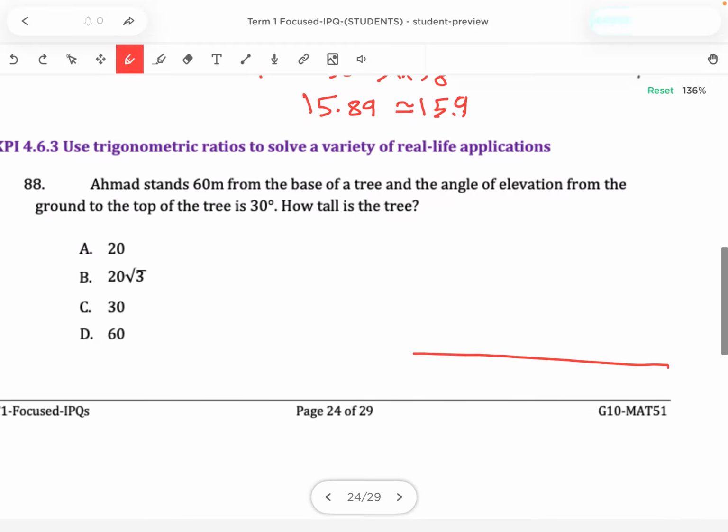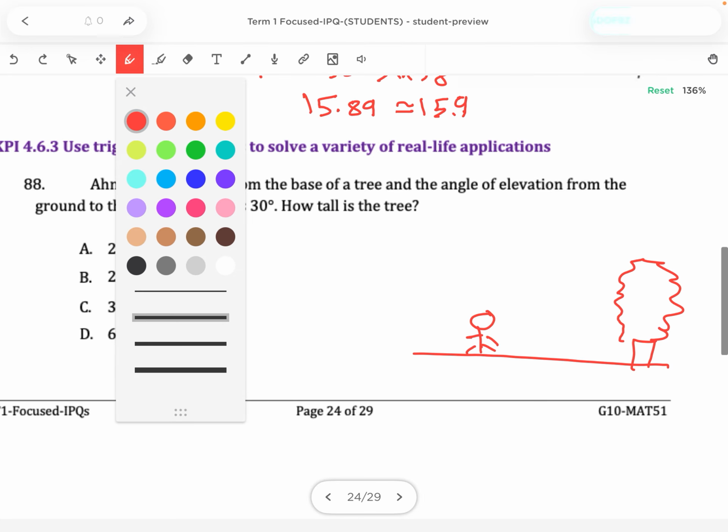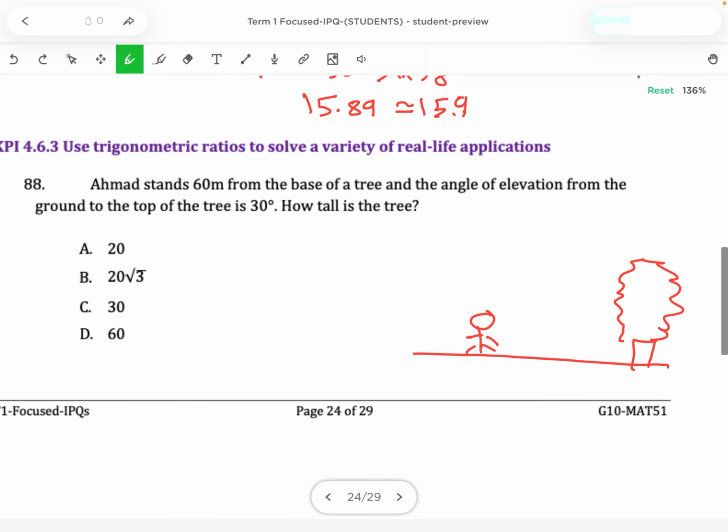We have Ahmed standing. This is Ahmed. This is our tree. Ahmed is standing 60 meters from the base of a tree. So this distance is 60. And the angle of elevation from the ground to the top of the tree, this angle is 30. How tall is the tree?